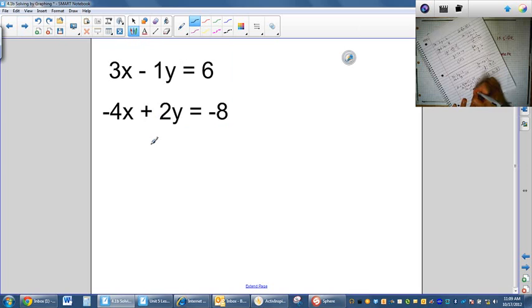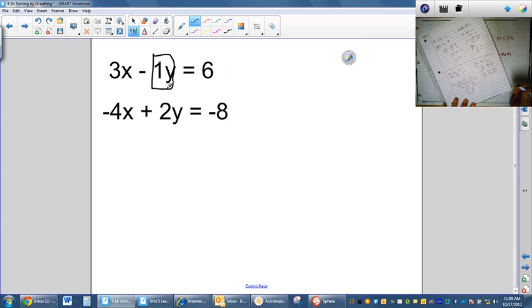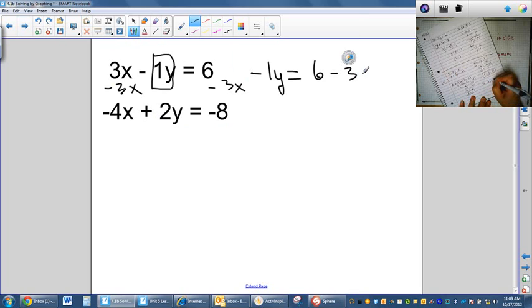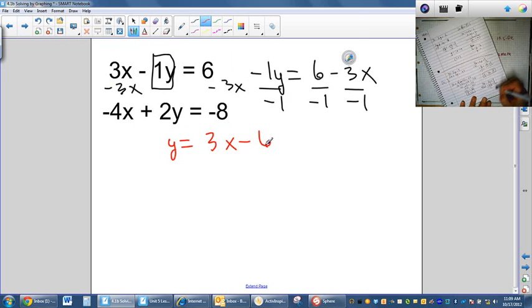So what I'm going to do is solve, let's put in a lonely variable, and look for 1. To start this problem, I'm going to subtract 3x from both sides. I'm going to get negative 1y equals 6 minus 3x. Now I'm going to divide everything by negative 1. So my new equation, which I'm going to write underneath here in red, is y equals 3x minus 6.